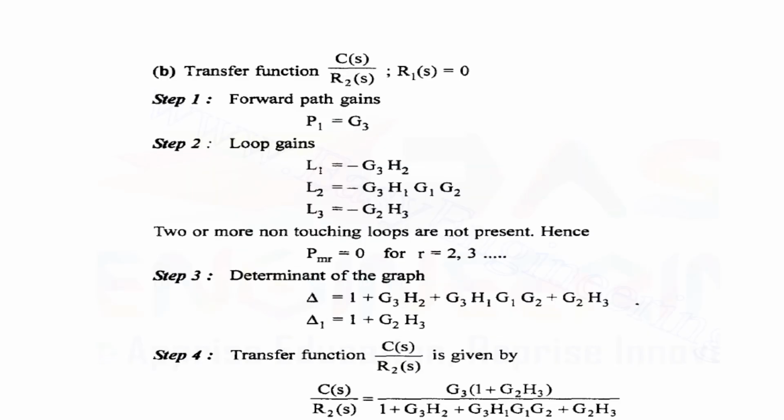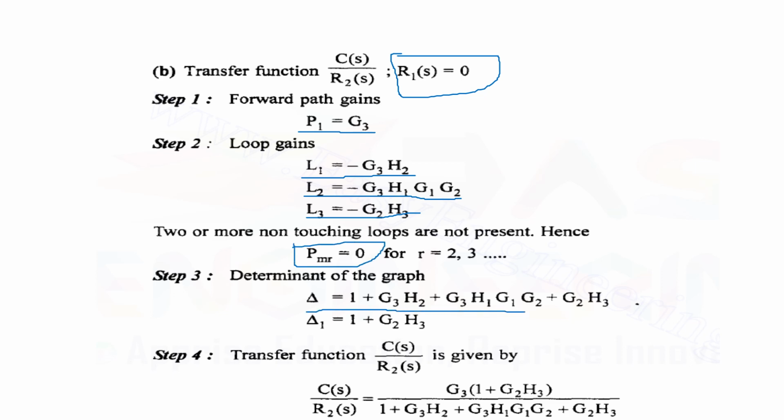Now coming to the second part, now I need to make my R1 as equal to 0 and then I need to evaluate my signal flow graph. Okay, when you take your R1 of S as equal to 0, your signal flow graph will give the forward path like this. P1 is taken as G3, L1 is taken as minus G3 H2, L2 is minus G3 H1 G2, and L3 is minus G2 H3. The non-touching loops are 0.